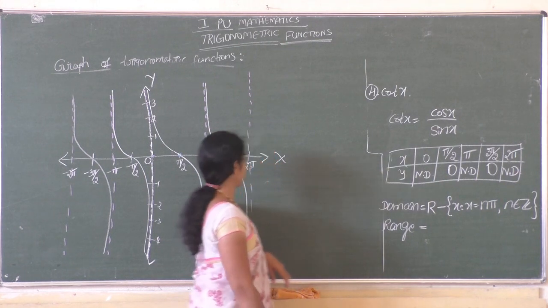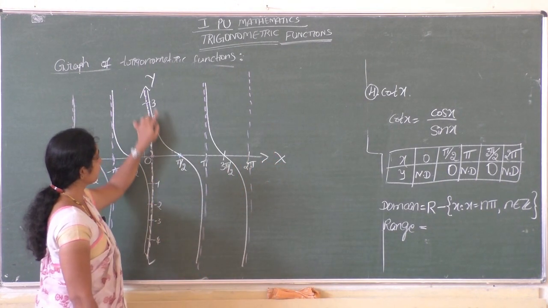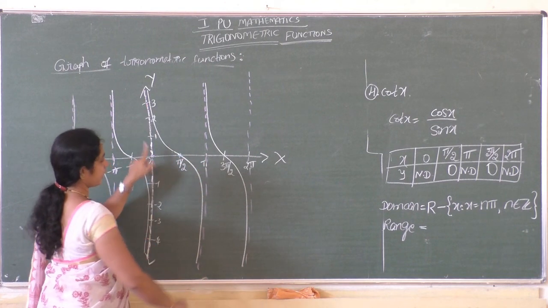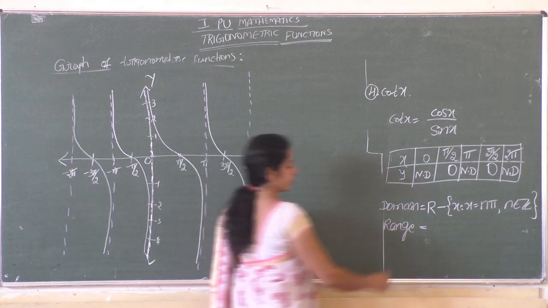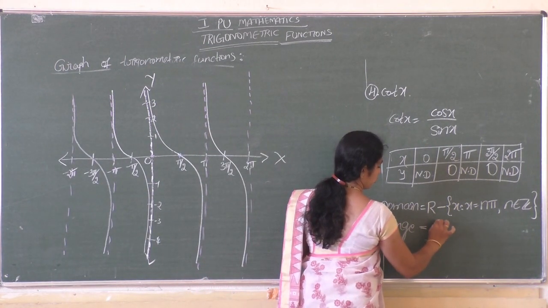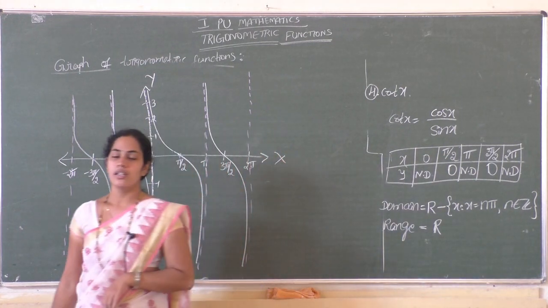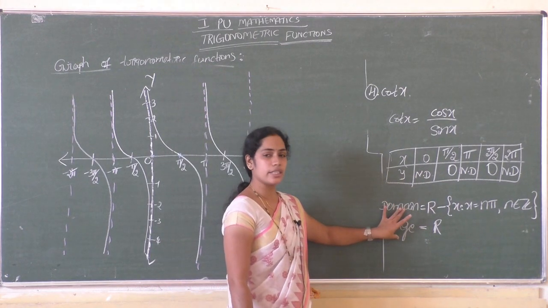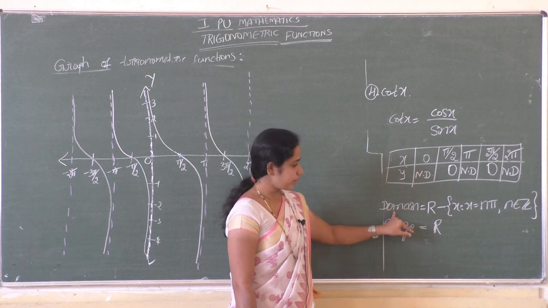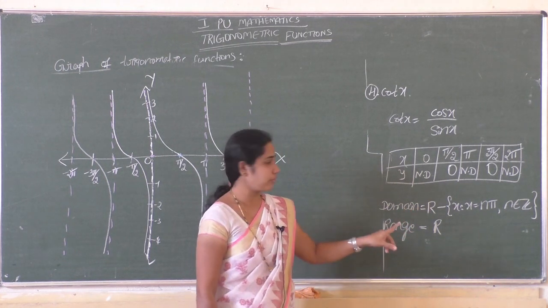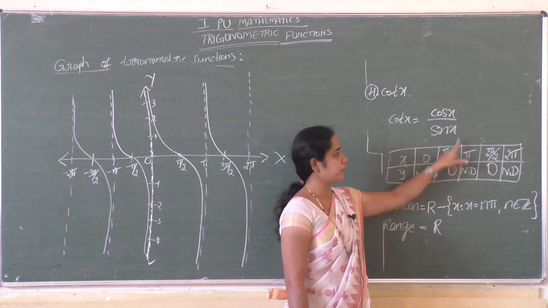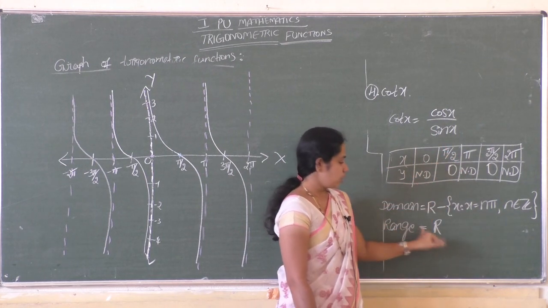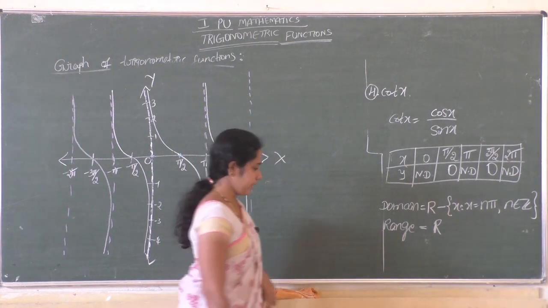What is the range? On the y-axis, looking at any interval in the graph, the function can take any value, minus infinity to plus infinity. So the range is the set of all real numbers. Domain and range are very, very important. Domain is R minus the set of all x where x is equal to n pi, that is, remove the values where sin is 0. Range is the set of all real numbers.